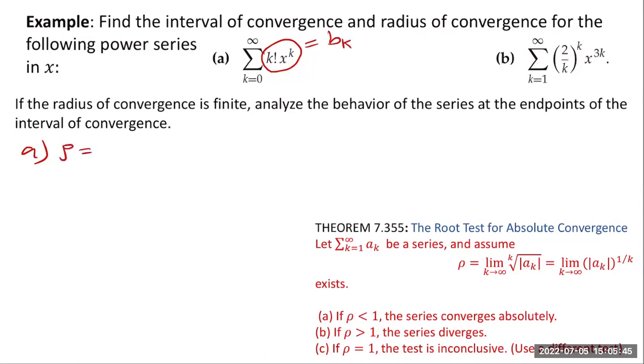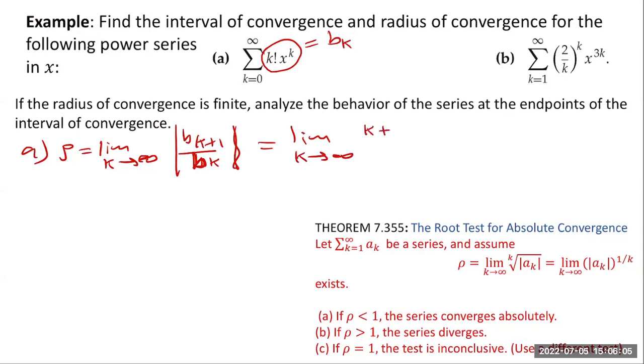Now, rho is equal to the limit as k approaches infinity of b_(k+1) over b_k. Don't forget the absolute value around them. To get b_(k+1), you plug in k plus 1 in this expression. Okay, you plug in k plus 1, what did you get? (k+1) factorial times x to the power k plus 1. This is b_(k+1), divided by b_k. b_k is k factorial times x to the power k. The absolute value of that, of course.